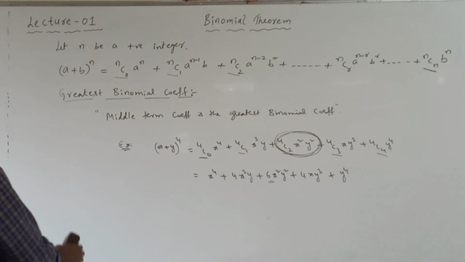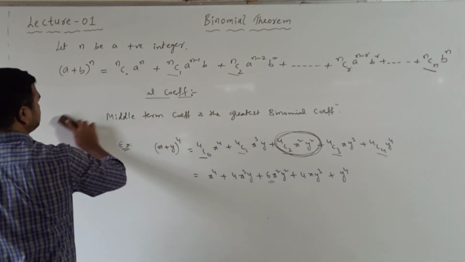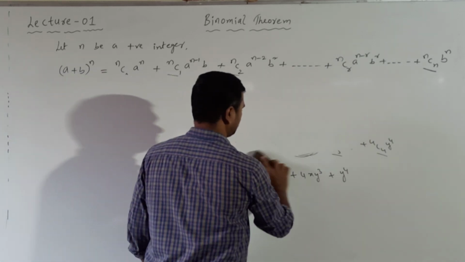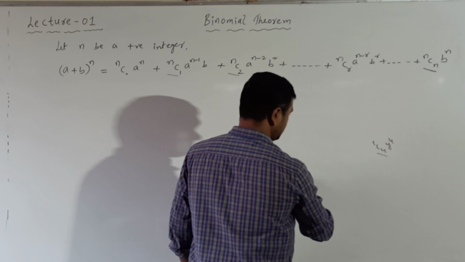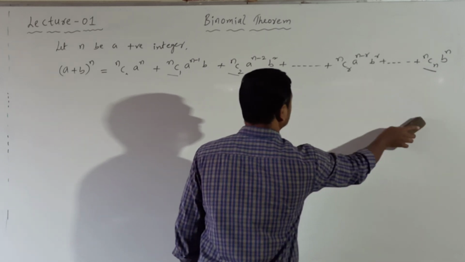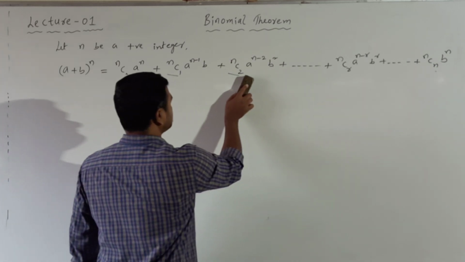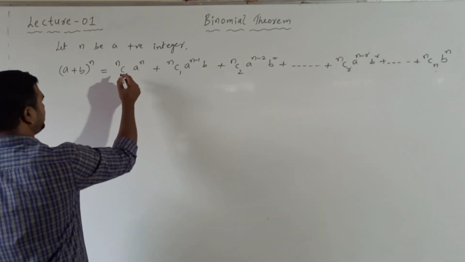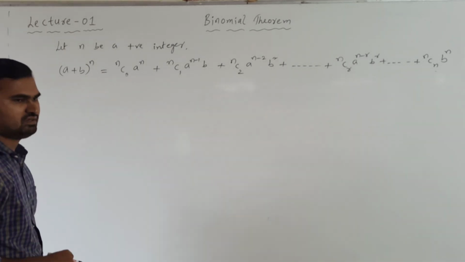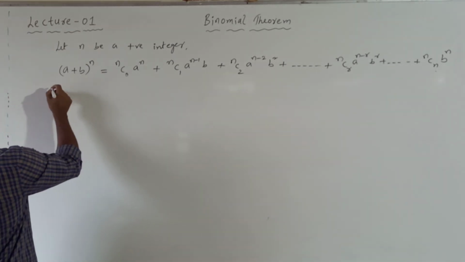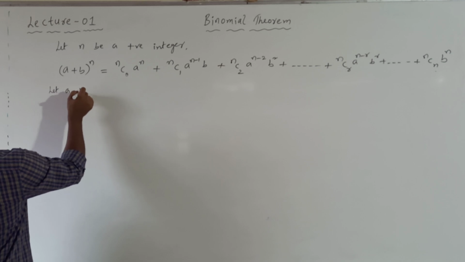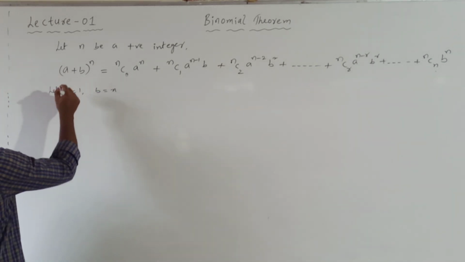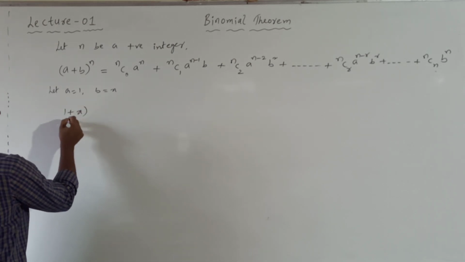Next, we'll see some more expansions. These expansions will be used again when we are solving problems. Now we take some particular values for a and b, then we get some more expansions. I'll take a as 1 and b as x. Then what is the expansion we get? (1 plus x) whole power n.